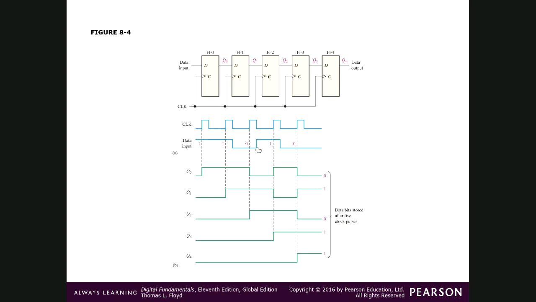And the question will come as: draw the output waveform. So how many outputs do you have to draw here? We have 5 outputs: Q0, Q1, Q2, Q3, Q4. So the clock will be given, the data will be given, and you have to draw Q0, Q1, Q2, Q3, and Q4.